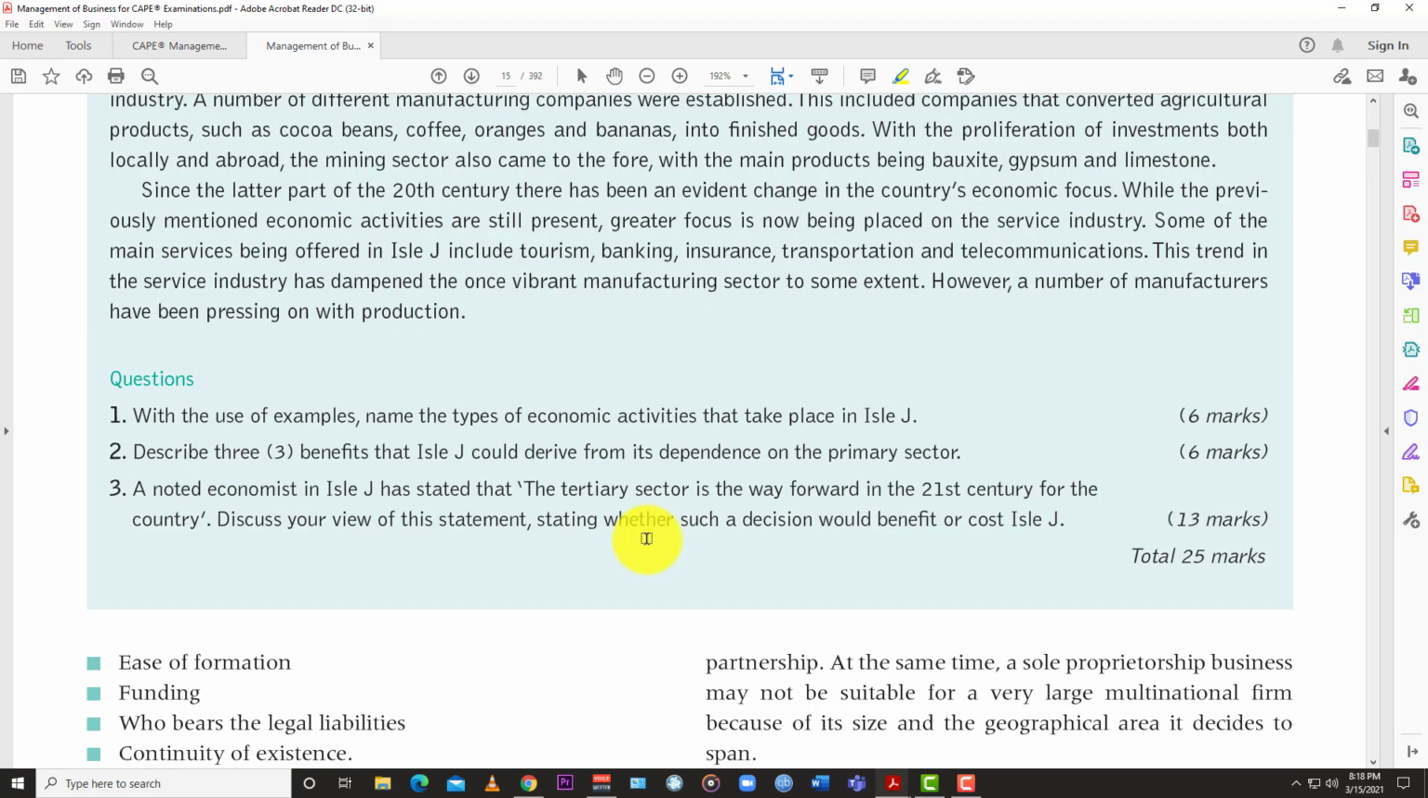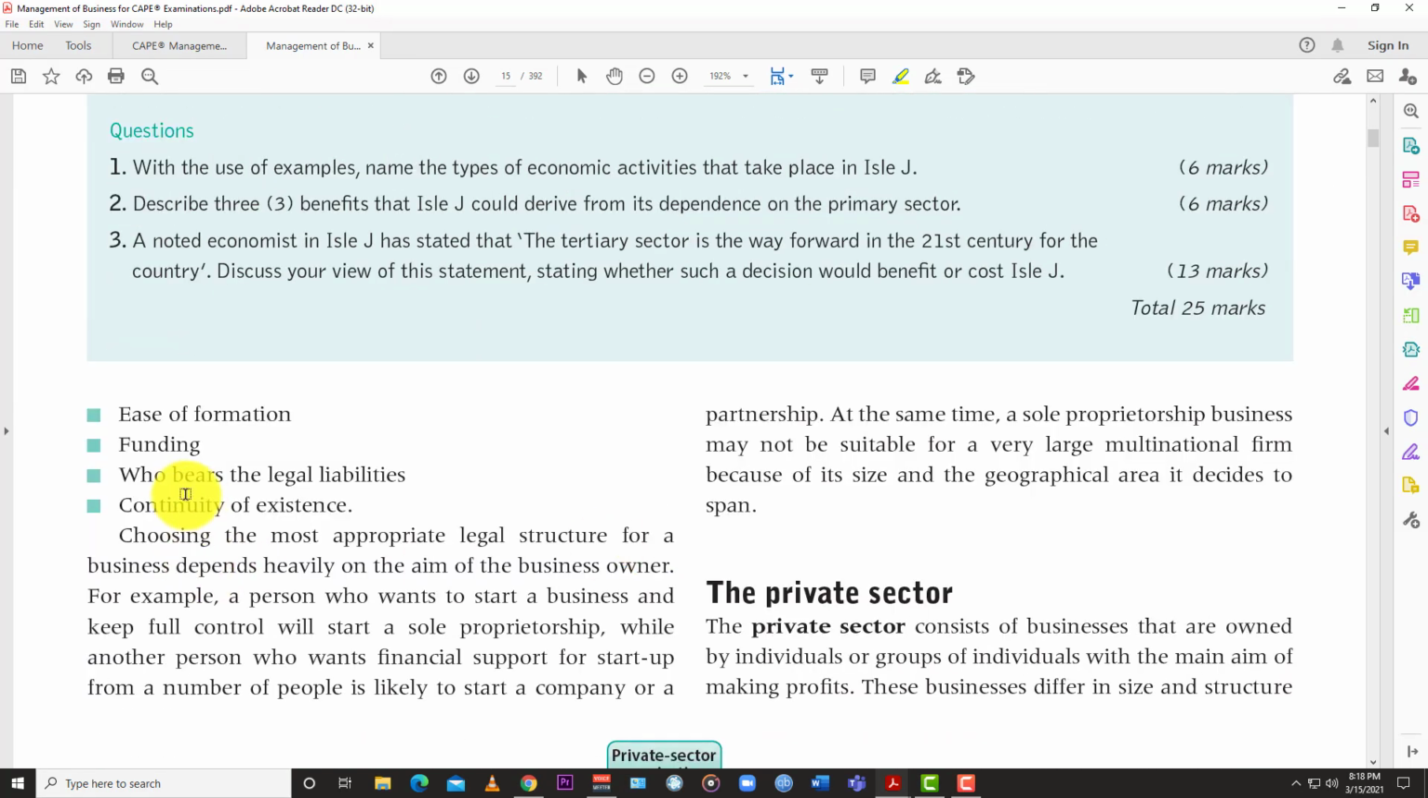Also, we're looking at ease of formation. Sometimes you want to form a company, you want to form a business, and maybe your capital isn't there, the money isn't there for you, so you form the easiest one. Maybe you want to form one readily, one time, so you form a sole trader because you want quick, fast, without much legal paperwork.